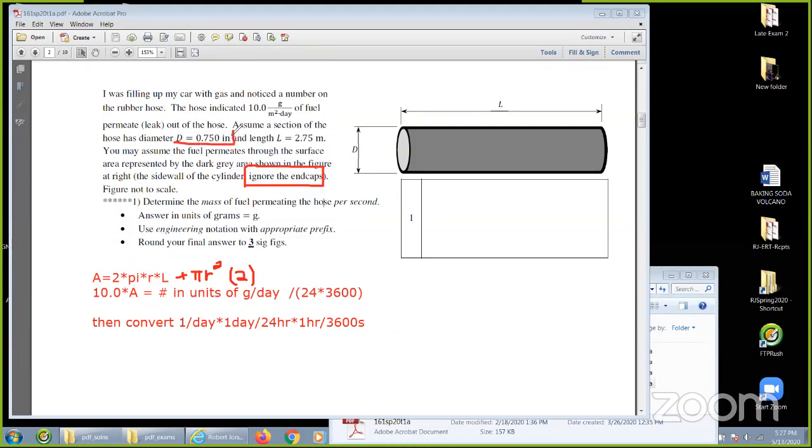This is an inch, and this is 3 meters. So if this was drawn to scale, it would look something like this, where it's super long and the end is completely negligible. That's why I said ignore the end caps, because literally they are negligible.